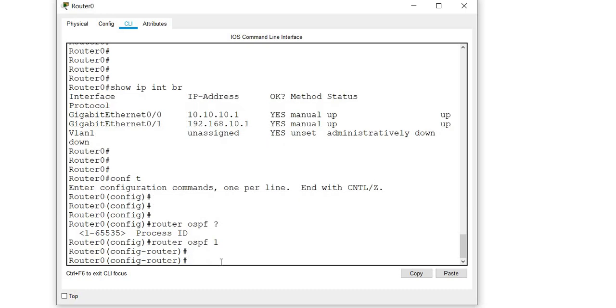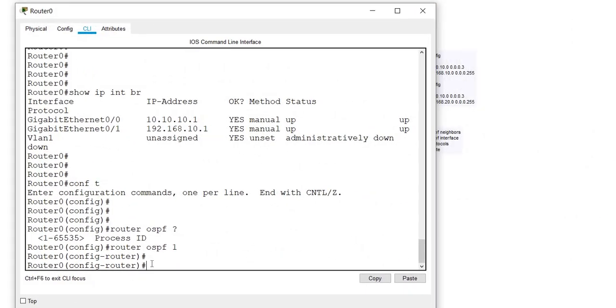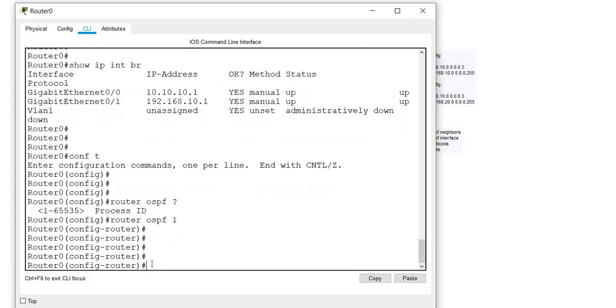The next stage is to advertise the networks that are known to this router. So this router knows about 2 networks. It knows about the 10.10.10.0/30 network, and it knows about the 192.168.10.0/24 network. The way you advertise these networks in OSPF is we'll use the command network.